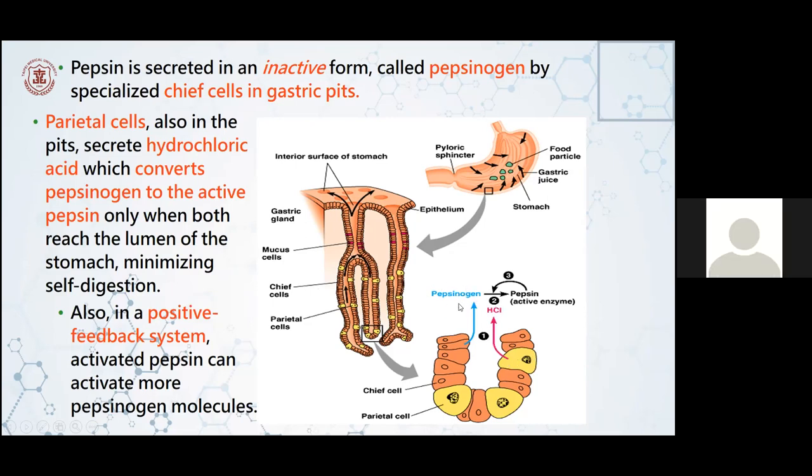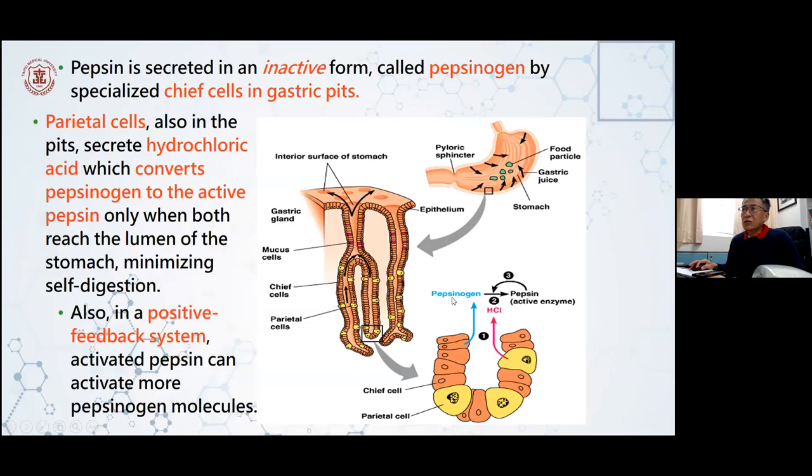The pepsinogen, an inactive form, will be cleaved by the HCl, changing from inactive to active, to produce pepsin. Pepsin is an active enzyme, an active protease. And pepsin can also digest more pepsinogen to produce more pepsin. So this step three, we call it positive feedback.